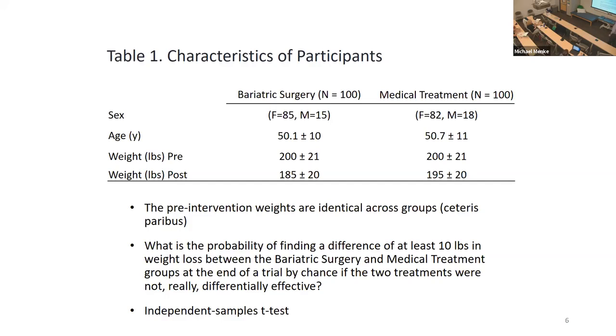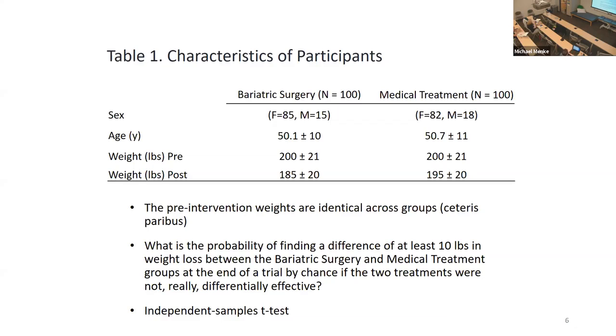So the question that we're asking is, if you see right here, at the end of the study, we have a 10-pound difference between the two groups. And the question that we're asking is, what is the probability of finding a difference of at least 10 pounds between groups if, in fact, the treatments were not differentially effective? If bariatric surgery was not better than medical treatment, or medical treatment was not better than bariatric surgery, on occasion we're going to find differences between groups. Always. It's never going to be exactly the same.